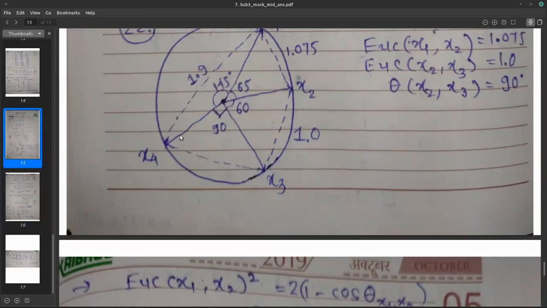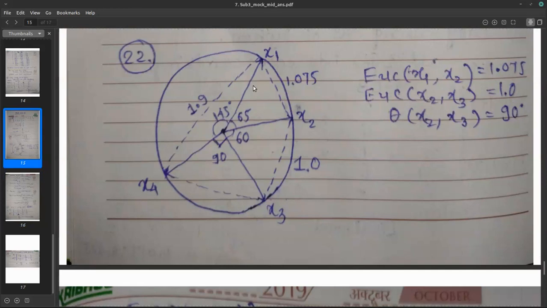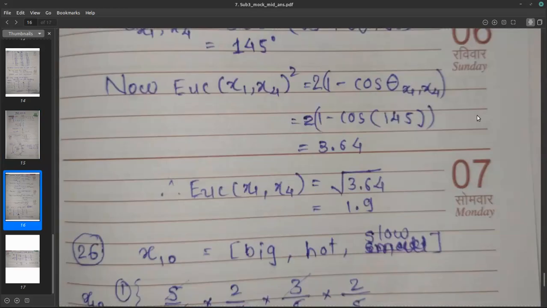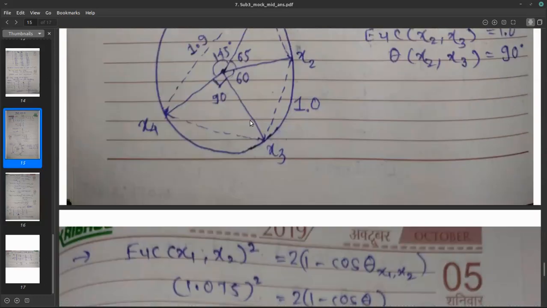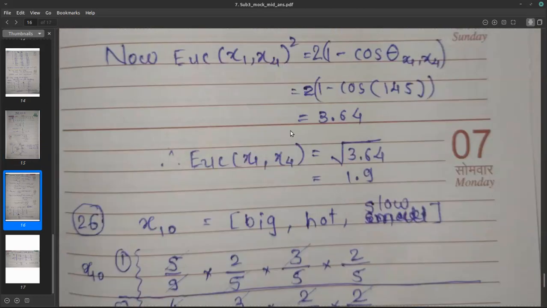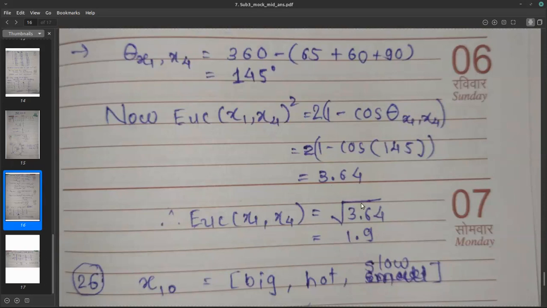Now, they have given that x3 and x4 are perpendicular to each other, so the angle between x3 and x4 is 90 degrees. Simple, right? Now they are asking what is the Euclidean distance between x1 and x4. The Euclidean distance squared between x1 and x4 is nothing but 2 into 1 minus cos theta between x1 and x4. This theta can be found by 360 minus the sum of all these angles. So I am getting 145. If you put theta equal to 145, you get a Euclidean distance squared of 3.64. Just take the square root, and it would be nearly equal to 1.9.